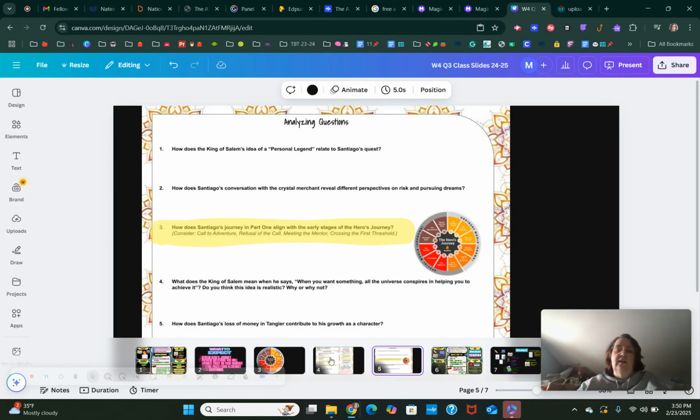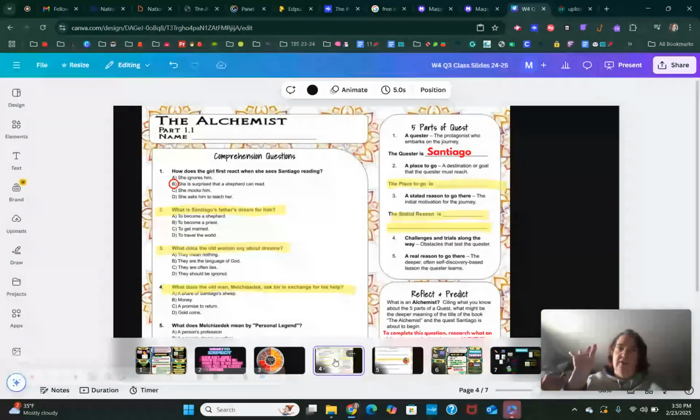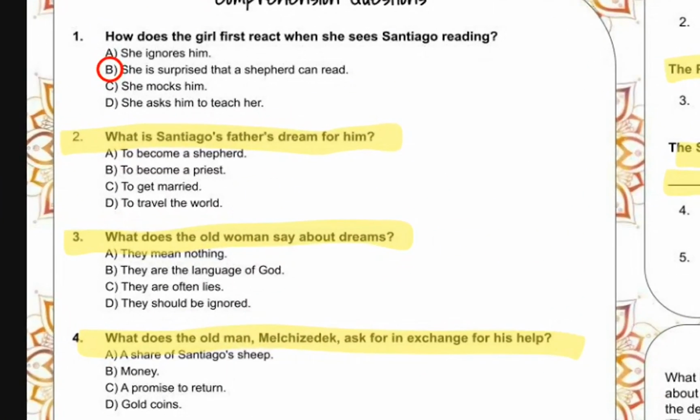All right, so let's take a look at what you're going to be able to fill out on the rest of your Alchemist Part 1.1 handout today. So we already answered question number 1 and filled out the first part of the 5 parts of a quest. Today, you should be able to answer the multiple choice questions 2, 3, and 4. Question 2 being, what is Santiago's father's dream for him? Question 3, what does the old woman say about dreams?